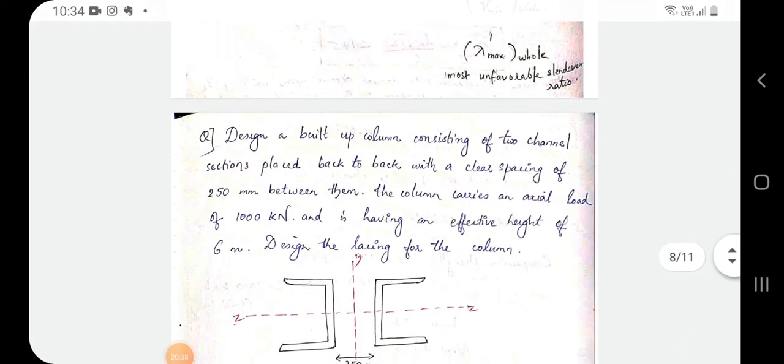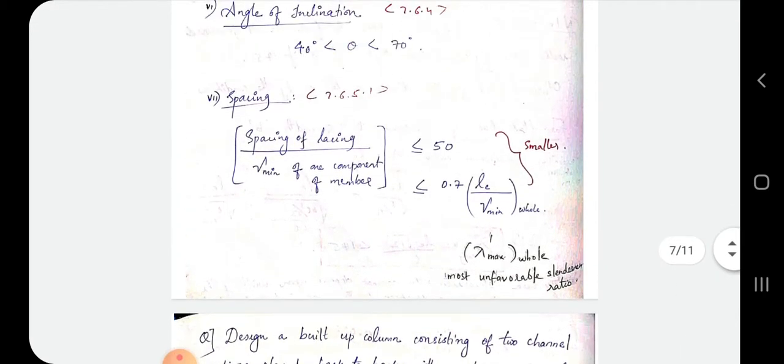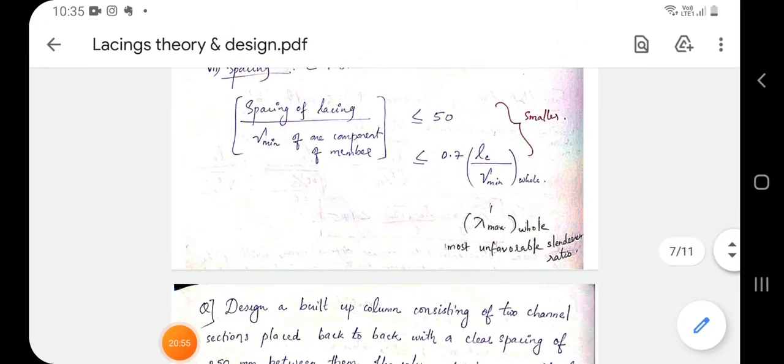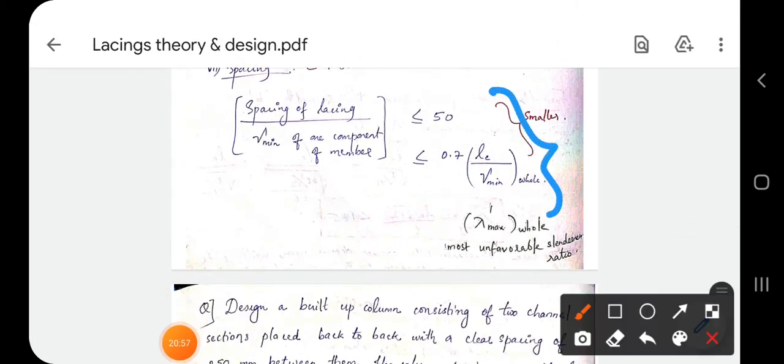So we can find R minimum of the whole section as Le by R minimum, effective length over R minimum. And the smaller value is to be taken while considering the condition.